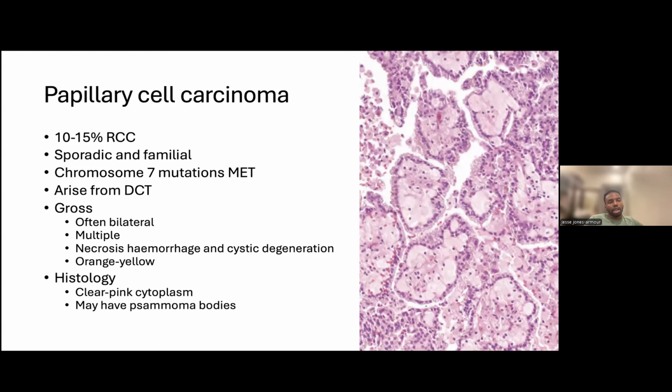Then the second most common type of renal cell carcinoma, at 10 to 15%, is the papillary cell carcinoma. Now, they are also sporadic and familial. These ones are associated with a chromosome 7 mutation on the MET, and these ones arise from the distal convoluted tubule, unlike the proximal in the clear cell carcinoma. They are often bilateral, multiple, so you may have multiple of them in the same kidney. They're usually in the poles. They have necrosis and hemorrhage, usually orange-yellow masses. And on histology, they have clear pink cytoplasm and may have psammoma bodies.